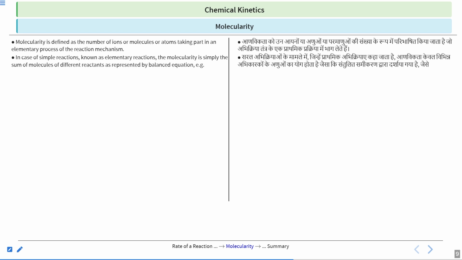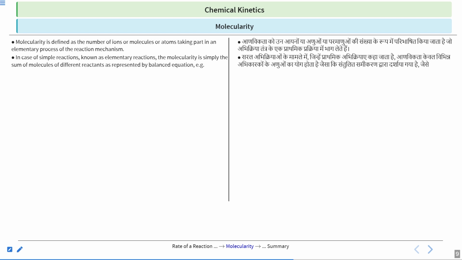Now, in case of a simple reaction, known as an elementary reaction, molecularity is simply the sum of molecules of the different reactants as represented by the balanced equation. Okay, what are simple reactions? Simple reactions are those reactions which take place in one step. Okay, you get my point?